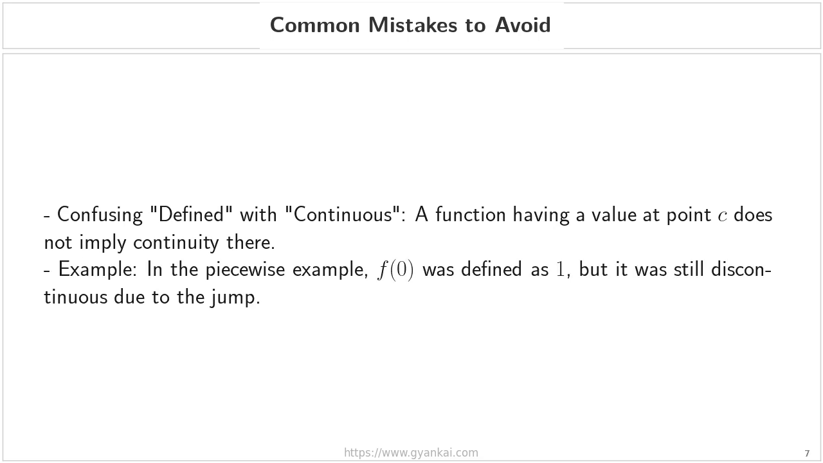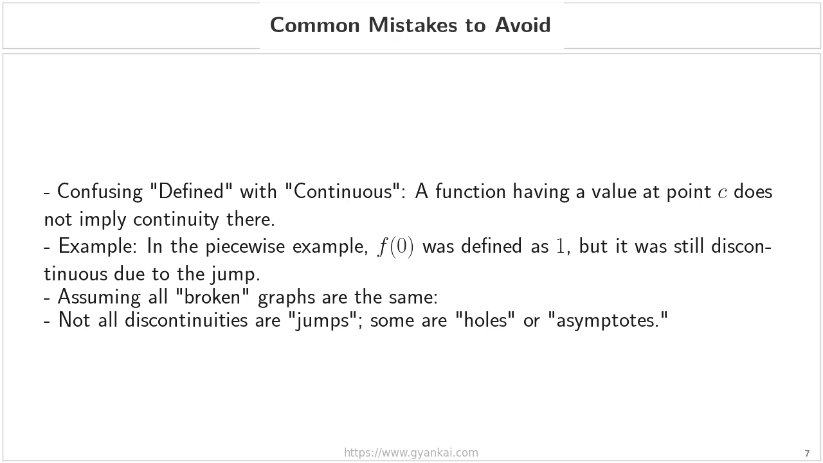To illustrate this, let's refer back to the piecewise example we analyzed in slide 5. In that specific case, the function f of 0 was clearly defined as 1. However, as we observed, the function was still discontinuous at that point because of the sudden jump to a value of 2. This proves that having a defined value is not enough to guarantee continuity.